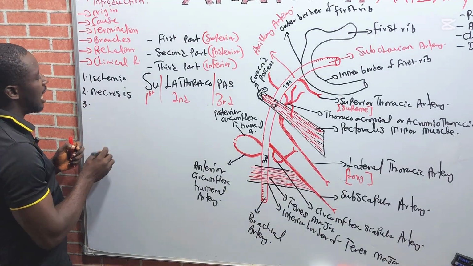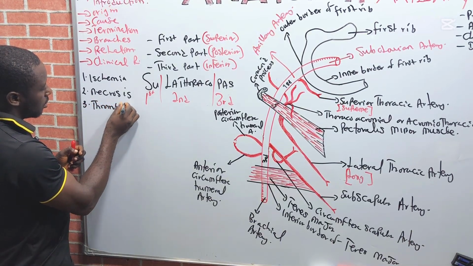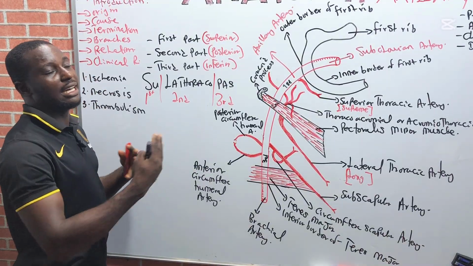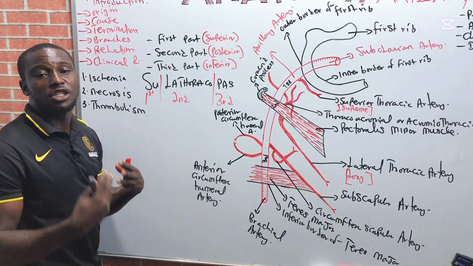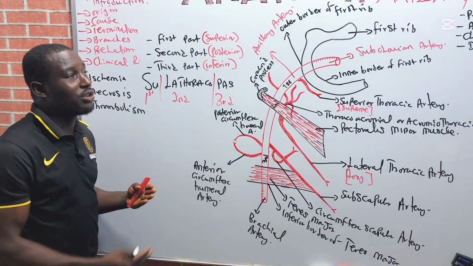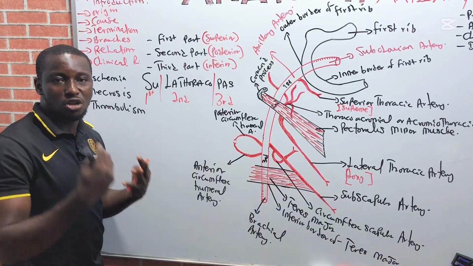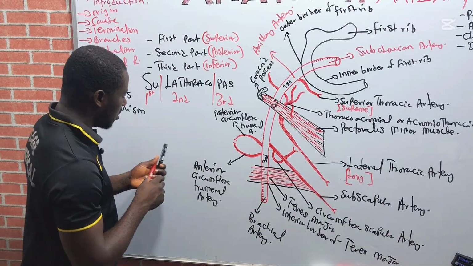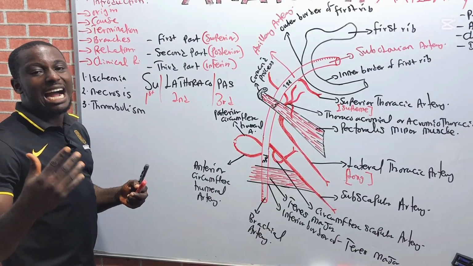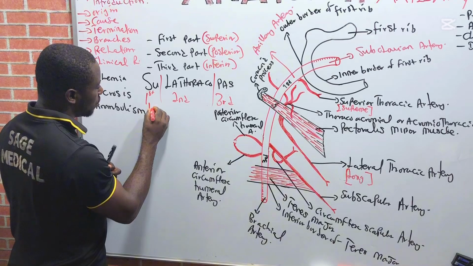Number three, we have thromboembolism. Thrombosis could be implicated in the axillary artery whereby there is a formation of an intravascular blood clot at the blood vessel wall, which is the axillary artery. It will lead to hypoperfusion to structures around the upper limb. And those intravascular blood clots are called thrombus. Intravascular blood clots, they are called what? Thrombus.